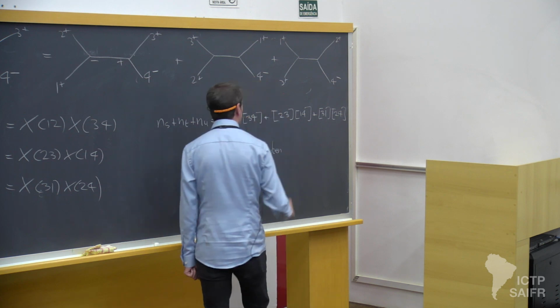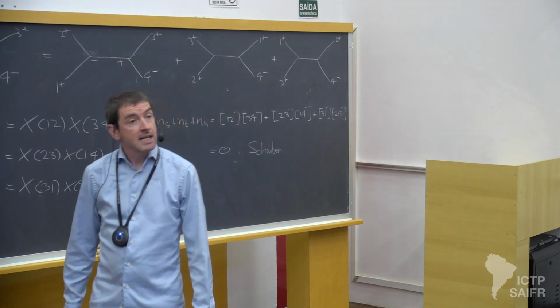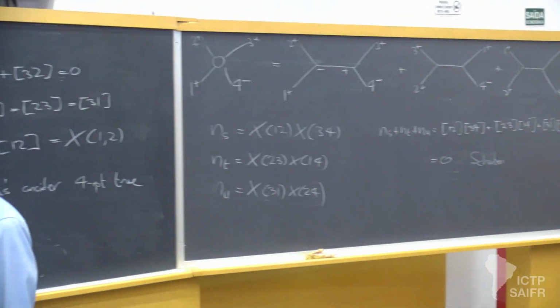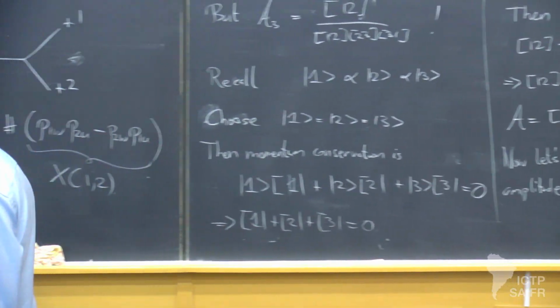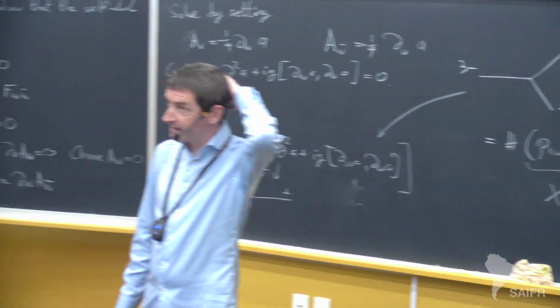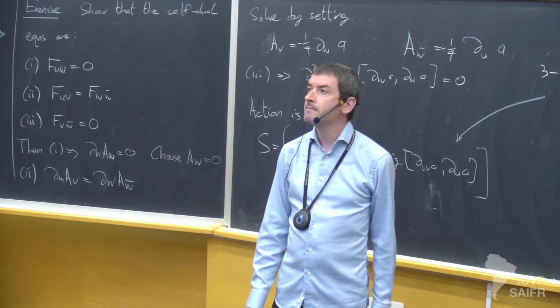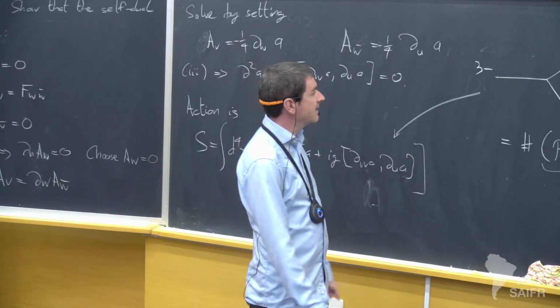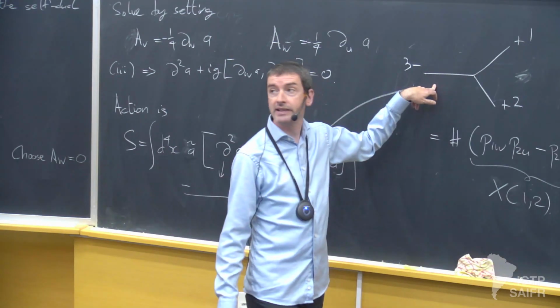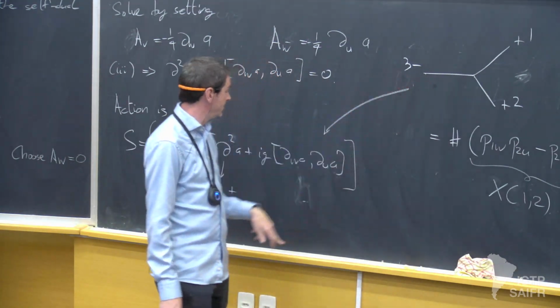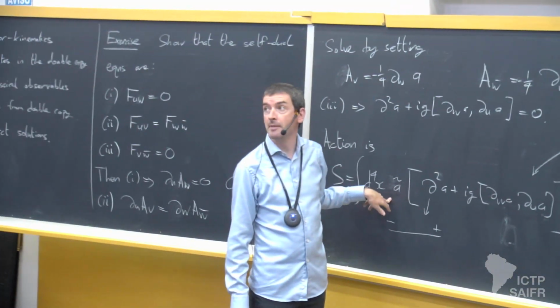So it just falls straight out of the Feynman diagrams. Now, yes? Yes, this is still self-dual. It's just because of this vertex here, right? The vertex always has this other particle on it, this minus guy.